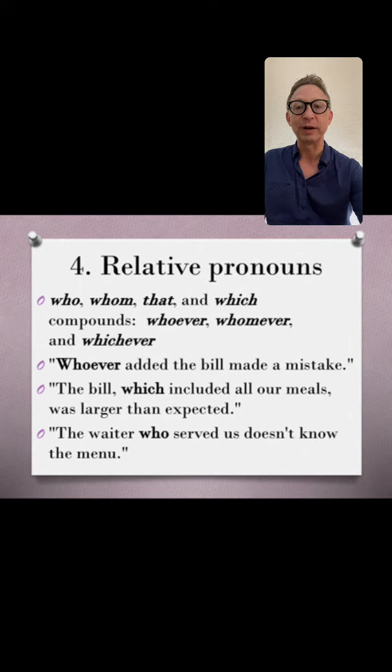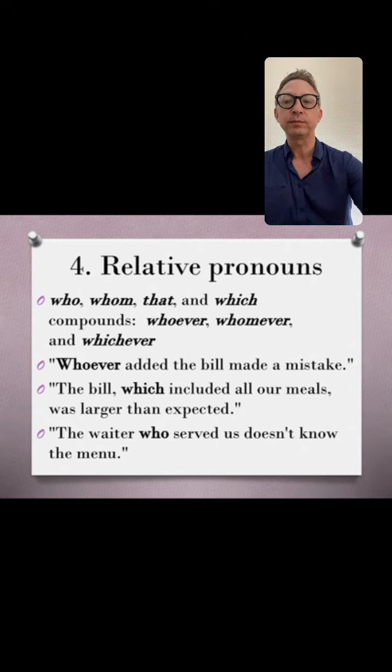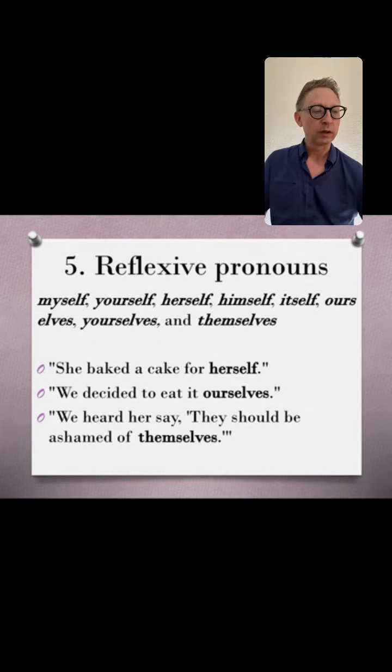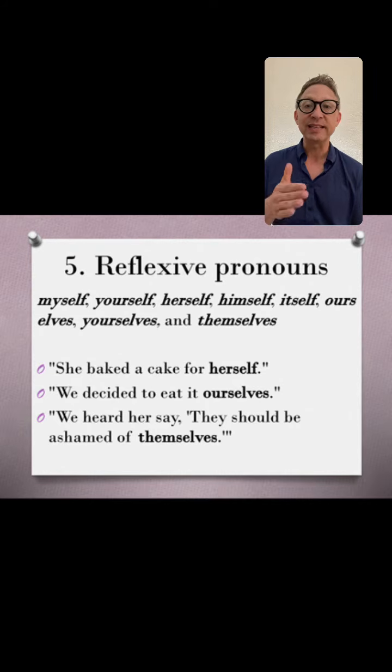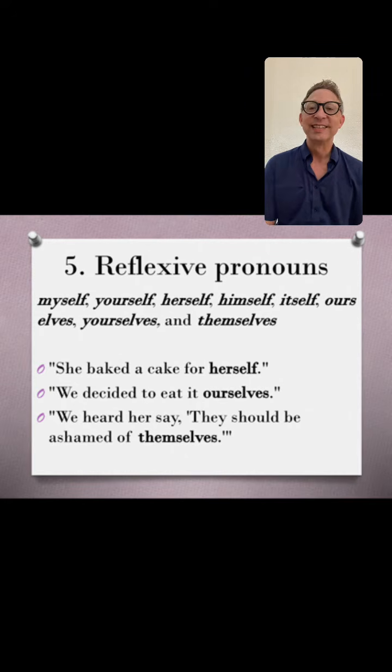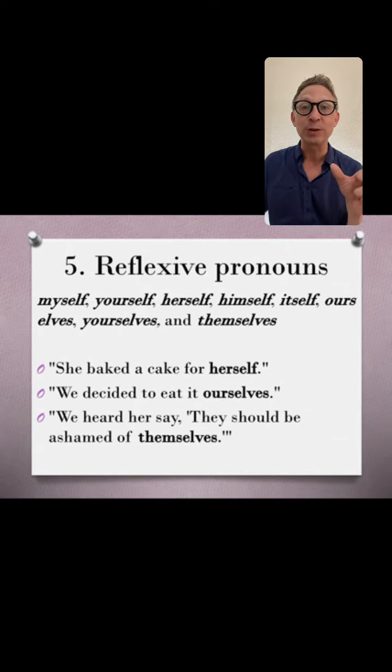So those are relative pronouns, and now we get to a little bit more tricky. Now we start with the reflexive. Reflexive pronouns are those that refer back to the subject in most cases. She baked a cake for herself, or actually, she baked a cake herself. That herself refers back to she. She baked it, no one else. We decided to eat it ourselves. So we ourselves. So that's the reflexive part, ourselves, and it refers back to the subject, we.